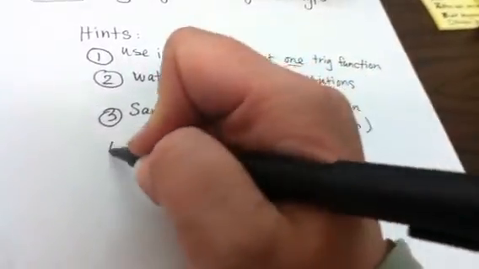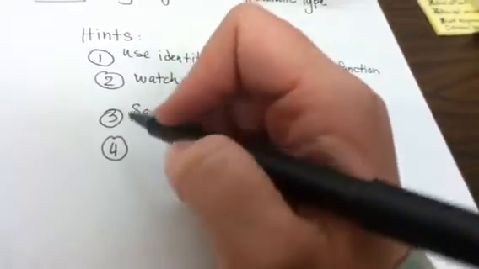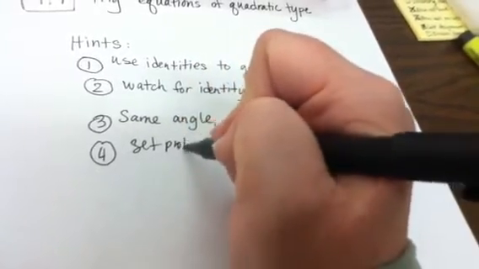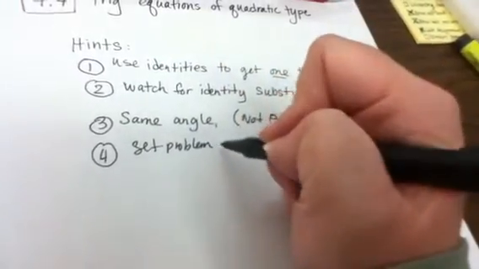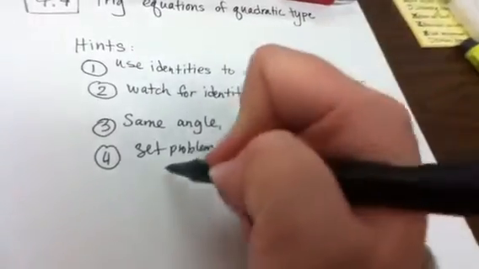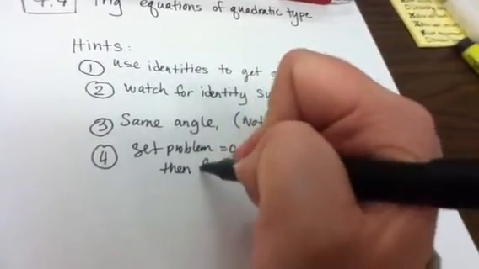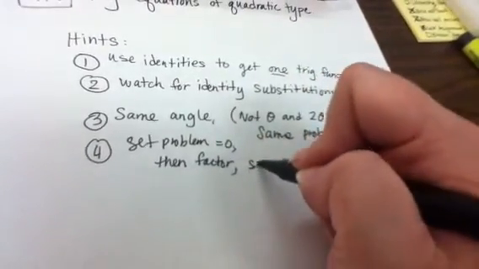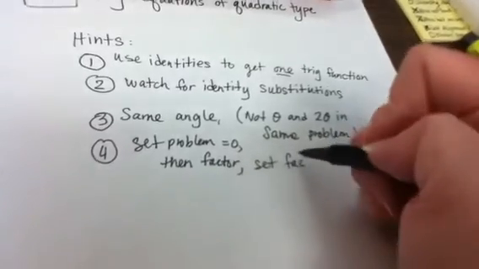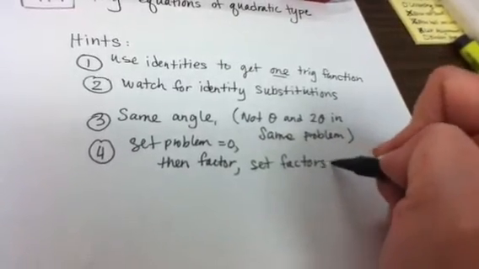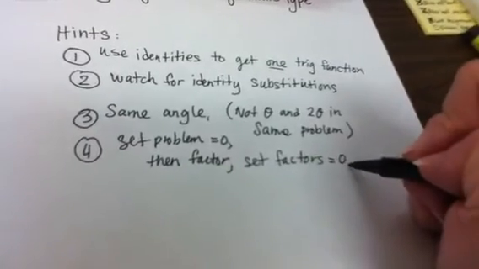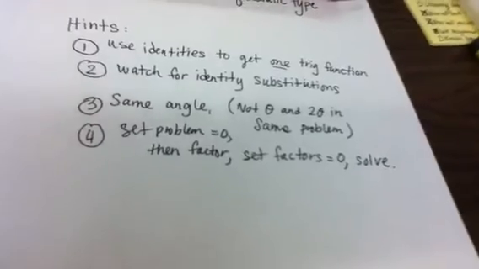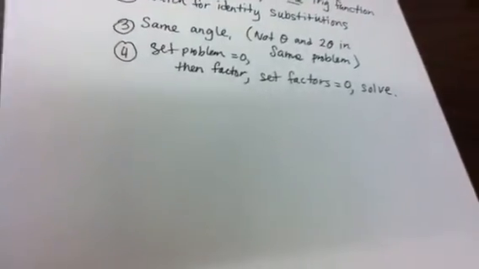Okay, number 4. Set the problem equal to 0. So, in other words, if there's stuff on the other side, make sure you move it all over. Then factor. So we just barely saw some examples of this. And then what did we do to solve those? We set the factors equal to 0, right, and solved them. Okay, so that's kind of what we were just looking at together.